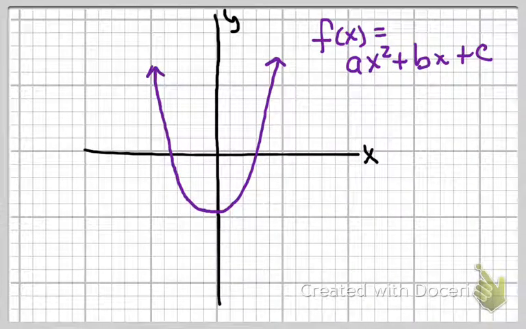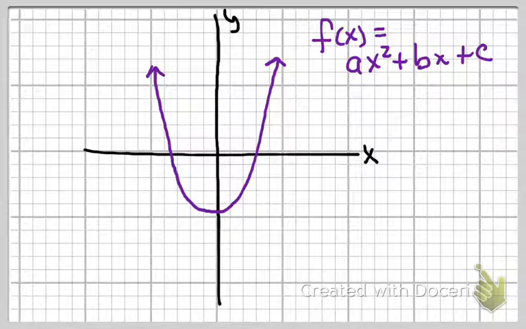Alright, in this video we're going to describe what's going on. We're going to talk about the x-intercepts, the y-intercepts, zeros, max values, min values, vertex, axis of symmetry, all this stuff. The first thing I'll do is talk about the standard form.